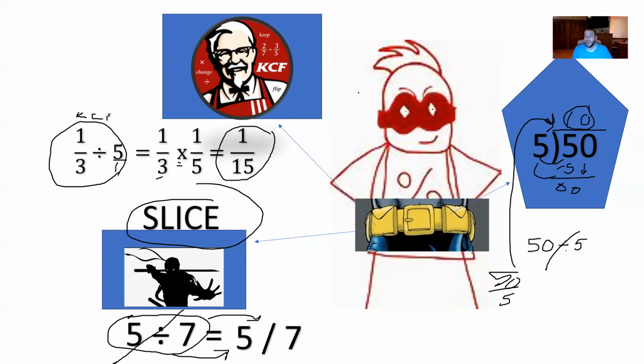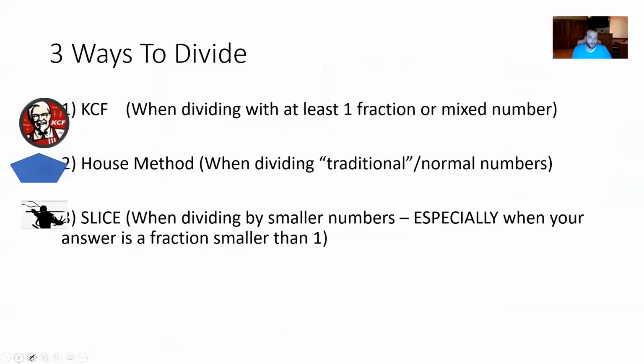But that's what's going on here with division. You use these 3 different methods for different reasons. So 3 ways to divide. You got keep, change, flip. You got the house method. And you have slice. Okay.